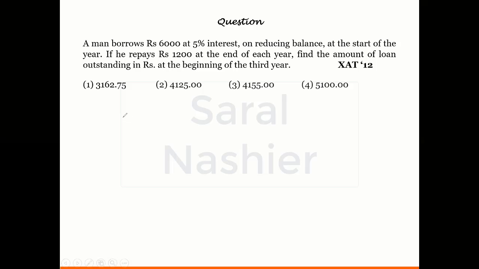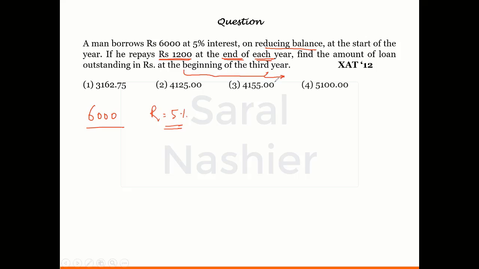So a man borrows rupees 6,000 at 5% interest on reducing balance. At the end of each year, he repays rupees 1,200. Find the amount of loan outstanding in rupees at the beginning of the third year. So he borrows 6,000 rupees initially. The rate is given as 5%, on reducing balance. He repays 1,200, which is more of an installment, at the end of each year. Find the amount of loan outstanding at the beginning of the third year.